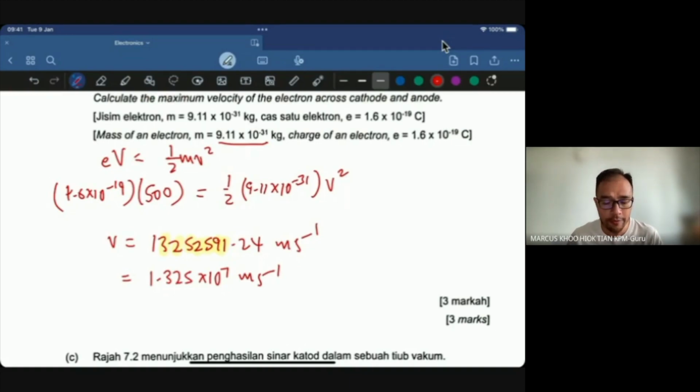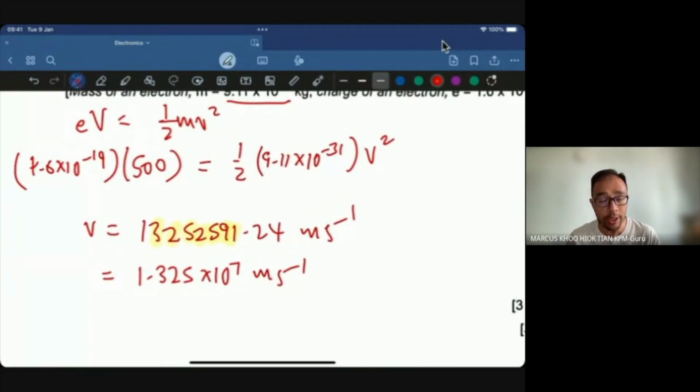If you're going to put it into standard form, make sure you have at least 3 decimal places. If you want to write the entire answer according to the calculator, 1325259.24, also fine, not a problem. Definitely a minimum of 2 decimal places, most important.